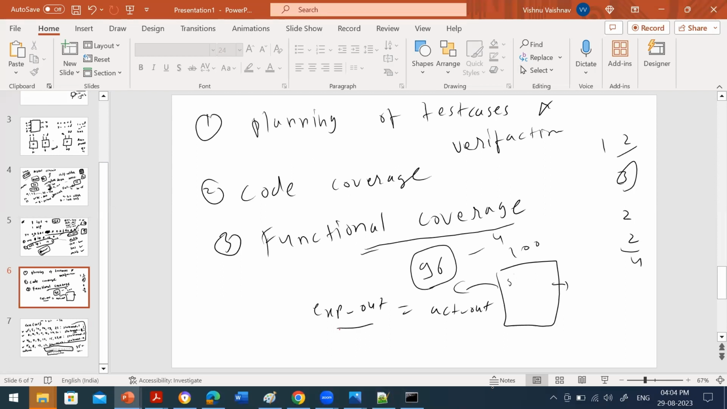We call this self-checking verification, and that's where you need more effort because now you need to think like a designer. Yes, the perspective is very different. The designer has a different perspective. The designer has to design something which converts into hardware, whereas the verification engineer is free.